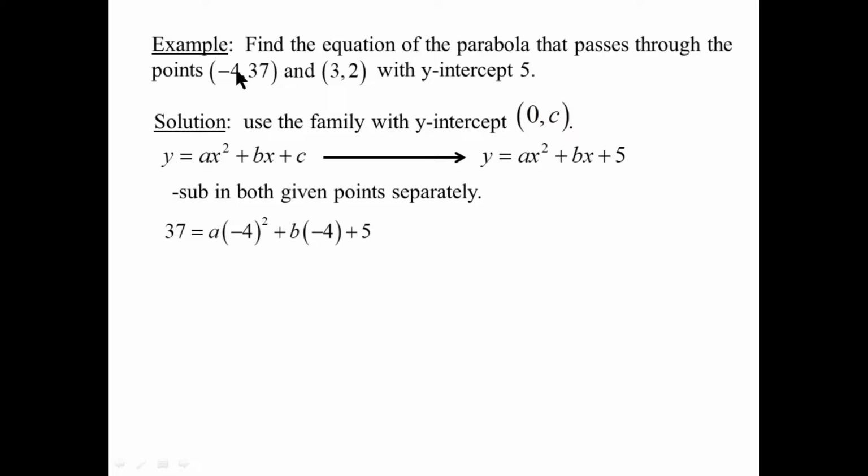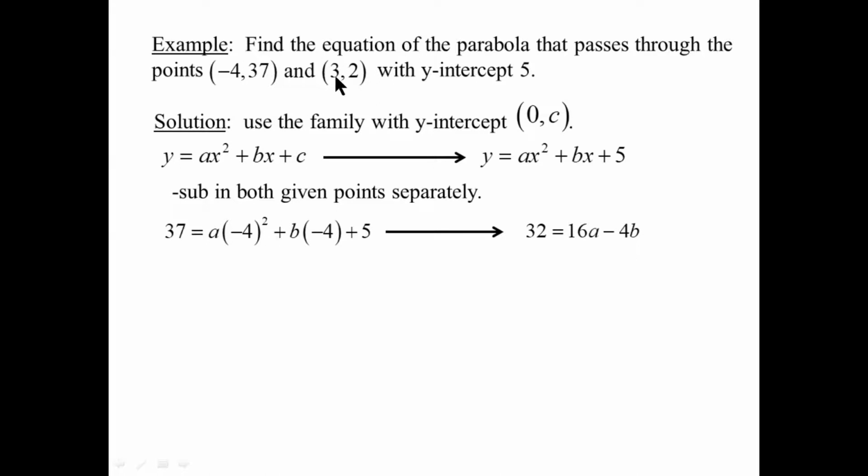We can start with (-4, 37). Now 37 goes in for y, right here, and negative 4 is going in for x. So it'll be negative 4 squared plus b times negative 4. I'm plugging them in here because there's a 5 on the end. So plugging this point in and simplifying, this will be 16a minus 4b, and the 5 will come over and join with the 37 and make 32.